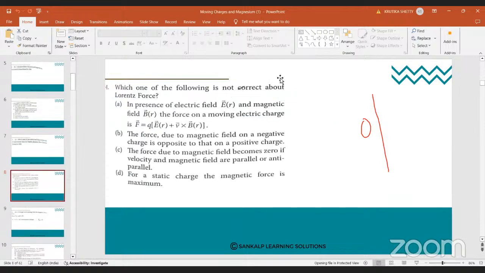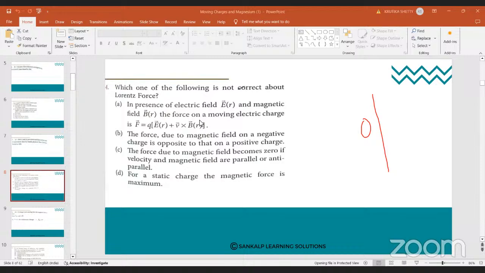Which of the following is not correct about the Lorentz force? I just told you the Lorentz force. If you need the formula, I will discuss it again at the end after covering some questions. The next is regarding the Lorentz force. What is Lorentz force? Lorentz force is the combined force due to the electric field and due to the magnetic field. Which of the following is not correct about the Lorentz force?